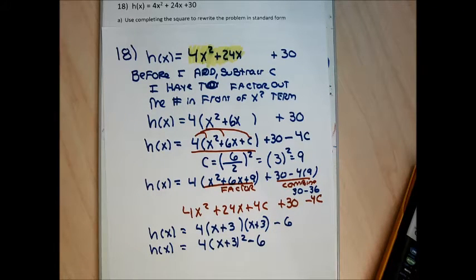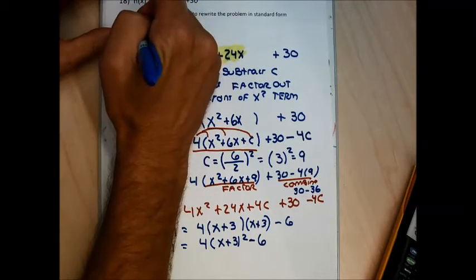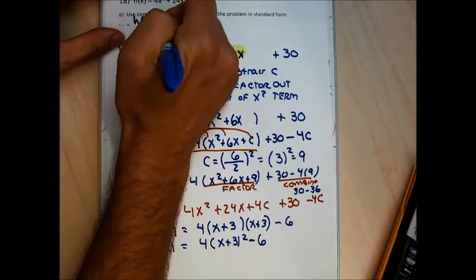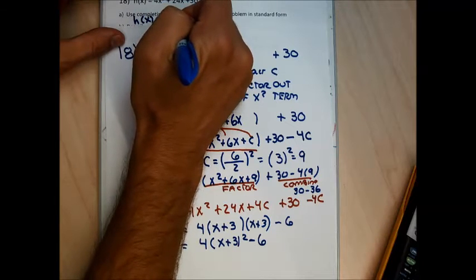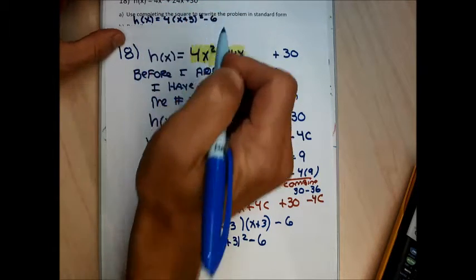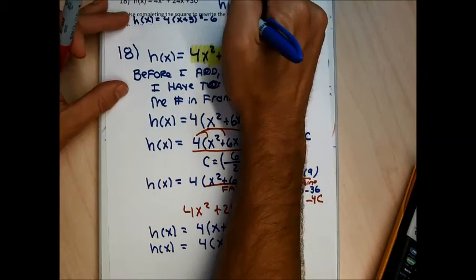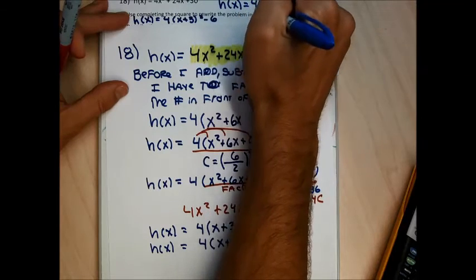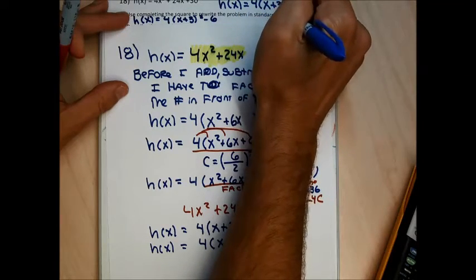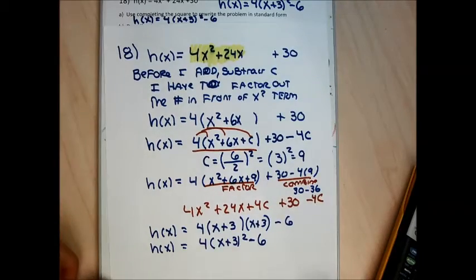So I'm going to write that in as my answer to part A. So part A, my function is going to be h of x equals 4 times x plus 3 squared minus 6. Now I'm going to move on to part B. It says h of x equals 4 times x plus 3 squared minus 6. And now I'm going to describe the transformation.